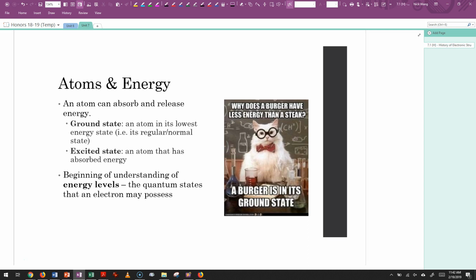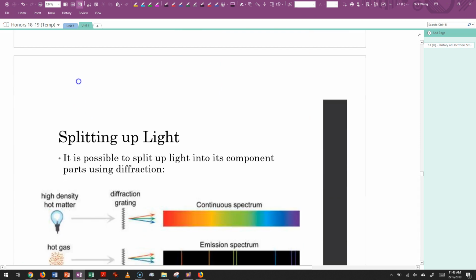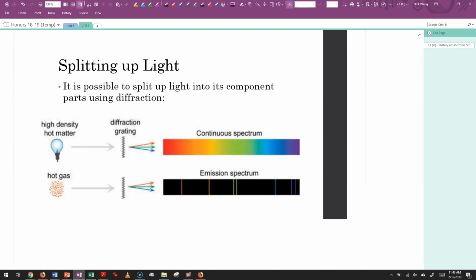So an atom can be changed from the ground state into an excited state when it absorbs energy. And this is where we start talking about energy levels. You can imagine different levels of energy based on how much energy you absorb. This energy level is related to the quantum relationship between energy and the atom. So energy levels refers to the quantum states that an electron may possess. Right now it probably doesn't make a whole lot of sense, and we'll return to that in just a minute. But let's take a look at how we arrive at this.